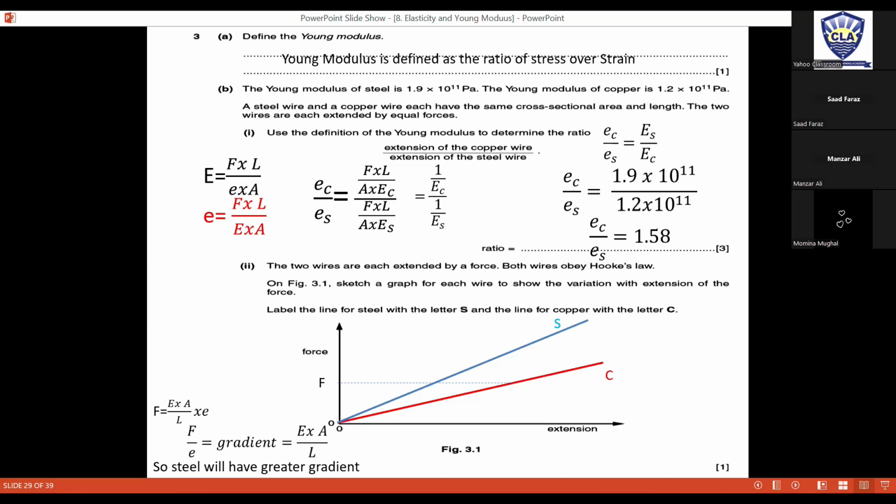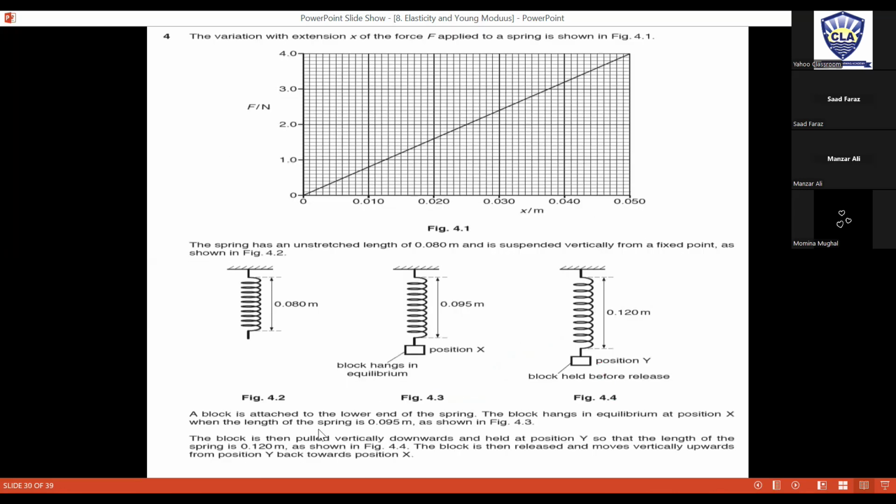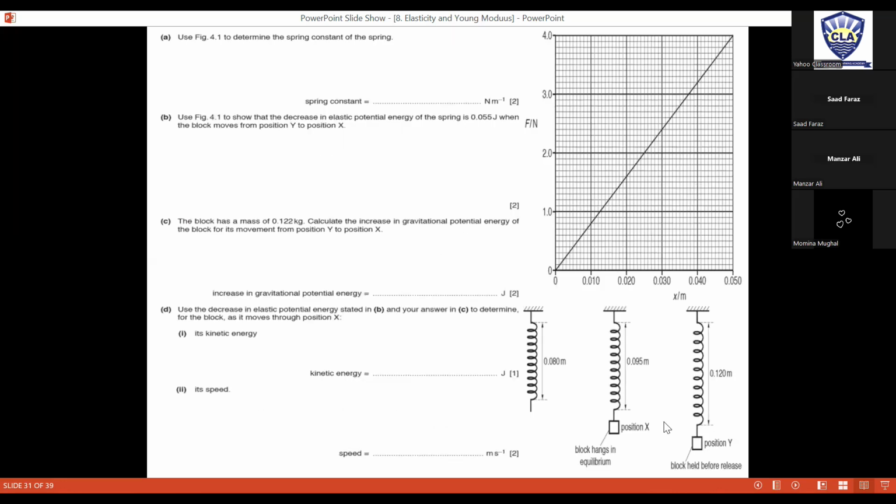One more question. Again, we have a force and extension graph. We have a spring. It has an original length of 0.08. When a force hangs from it, the length increases to 0.095. We pull it down and release it. We pull it down. It is in equilibrium at position X. We are pulling it down. Spring constant: force and extension graph, F over e. Take any other force. Find the gradient or just take F divided by e for that force.